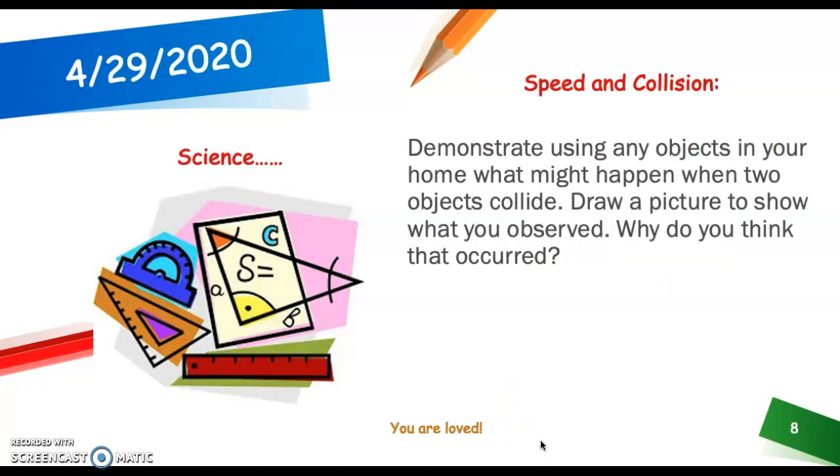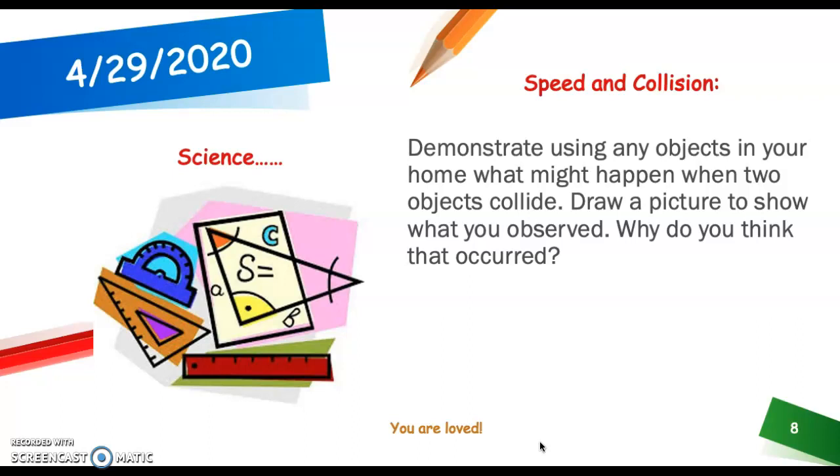All right, so we're just doing one science assignment a week right now. So if you've already did it yesterday, that is perfectly fine. And if you want to do another one, I would love to see another idea. Or if you didn't have a chance to do it yesterday, you're welcome to do it today. So we're going to be focusing on speed and collision, okay? So what I want you to do is demonstrate using any objects in your home what might happen when two objects collide. Draw a picture to show what you observed and why you think that occurred.